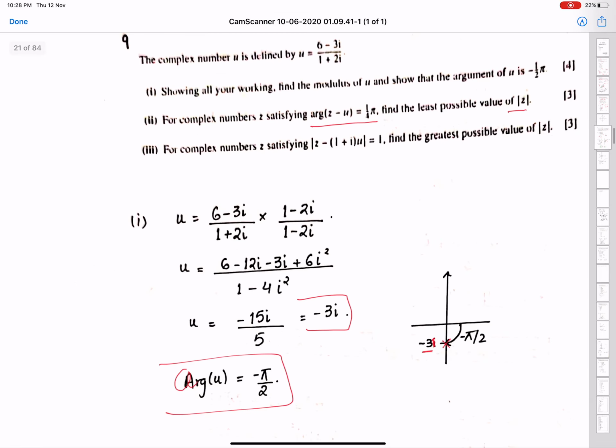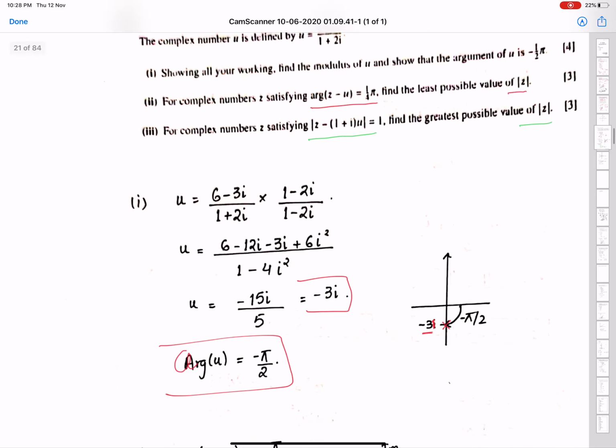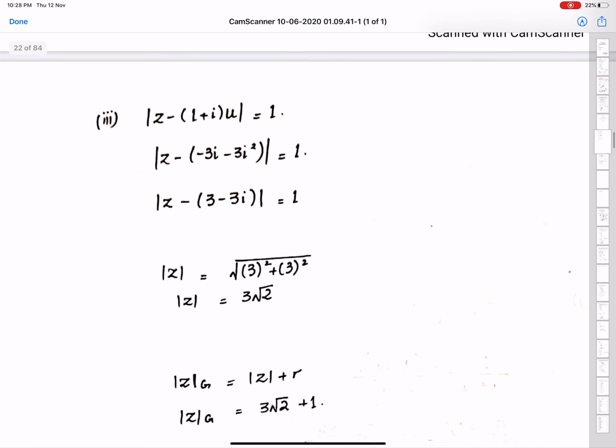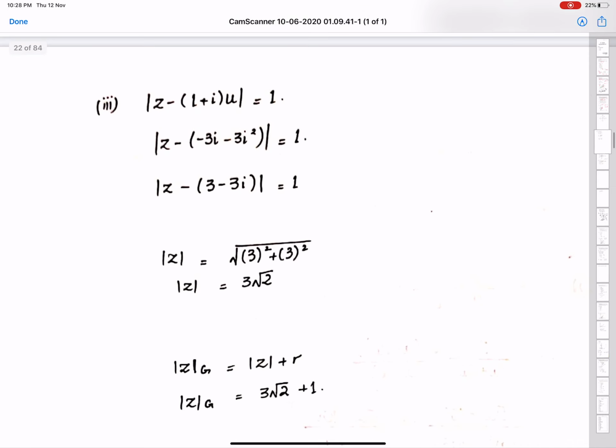Last part. This is the equation of circle. We need the greatest possible value of modulus z. This is very simple. This is the equation of circle, and this is the simplified form. This is the center of the circle with radius 1, and this is the formula for the greatest value of modulus z.